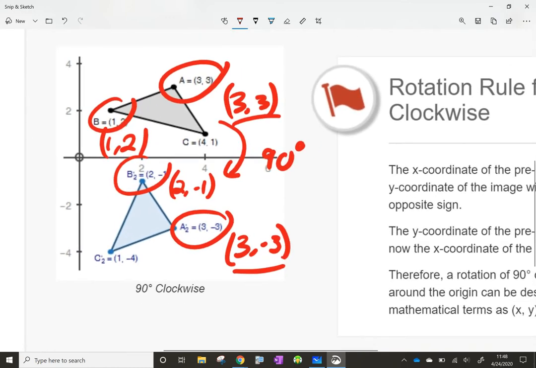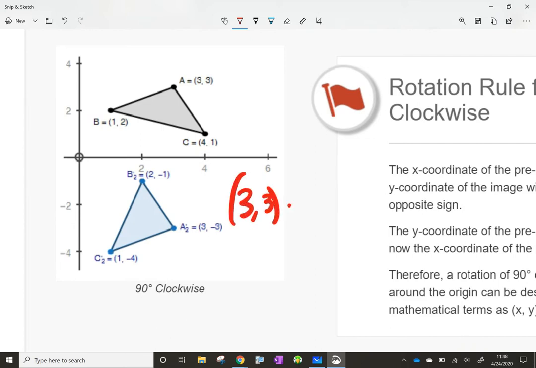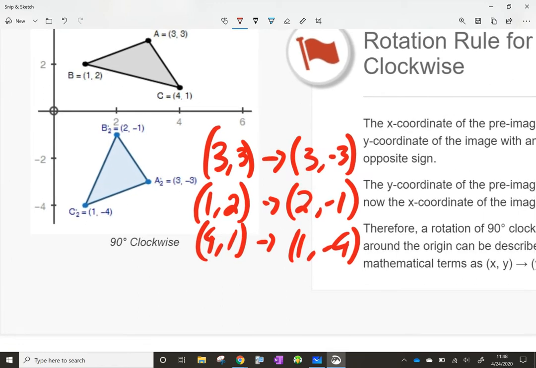All right, so let me write this down a little bit neater so that we can better see these points next to each other. So remember, A was 3, 3, A prime becomes 3, negative 3. B was 1, 2, but B prime became 2, negative 1. And then C was 4, 1. C prime becomes 1, negative 4. So let's see if we can figure out a rule for this. It's hard to tell when you look at the A to A prime because the 3's are both the same. But if you look at B and C here, you have 1, 2, switches to 2, negative 1.